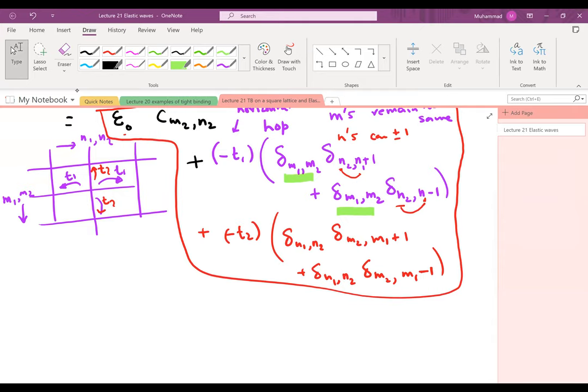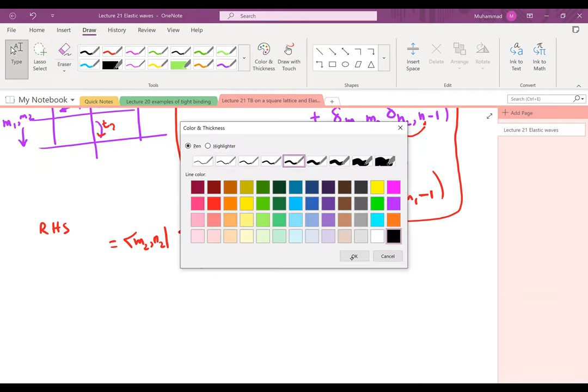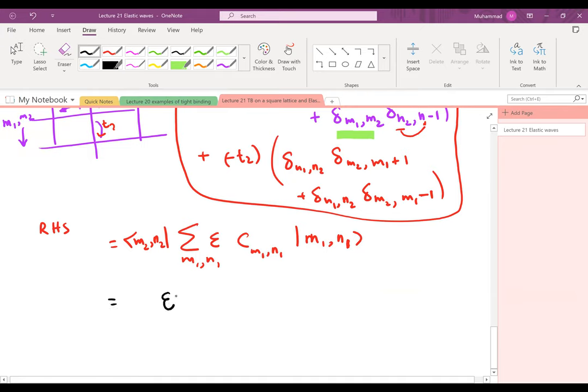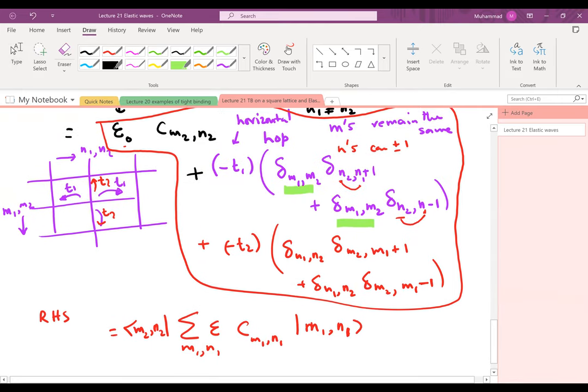All right, and if I were to write down the right-hand side of the Schrödinger equation, which is epsilon naught, sum over m1 and n1 of c m1 n1, projected onto m2 n2. By the way, this is the energy epsilon. This would simply give me epsilon, the total energy, times c m2 n2. So this is my right-hand side. Now what I could do is equate the left-hand side with the right-hand side. So let me do that.